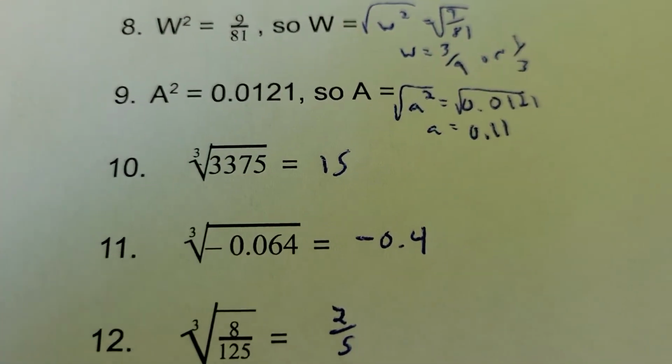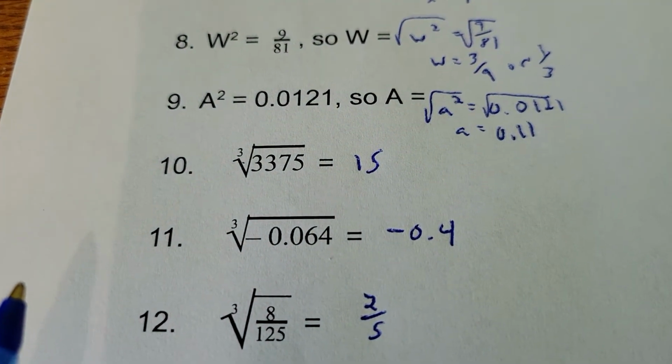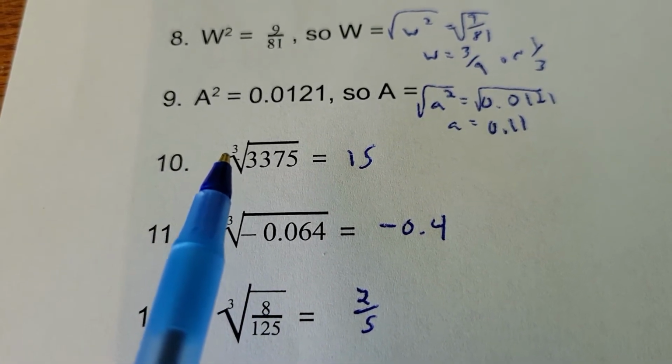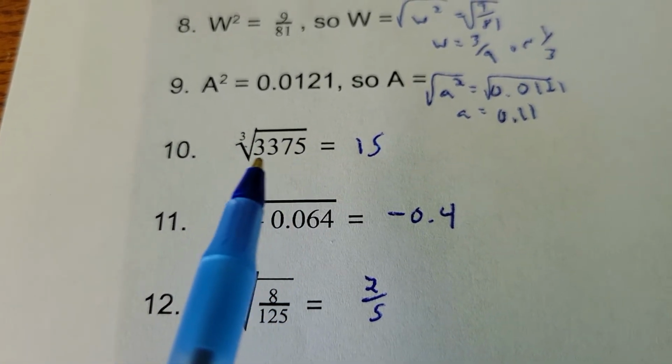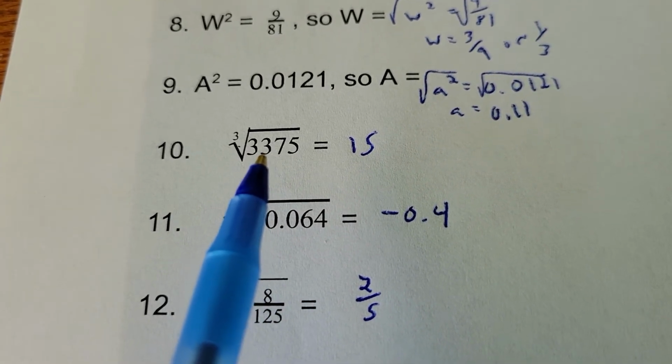Now, our last few problems here, we're getting to cube roots. Now, cube roots are different. They're a number times themselves, times themselves again. So there's 3 of them here. So for the cube root of 3,375, there's some number times itself, times itself, that got us this number.